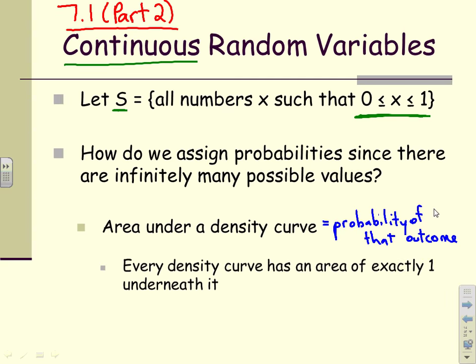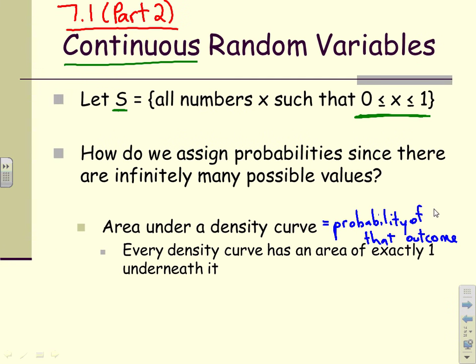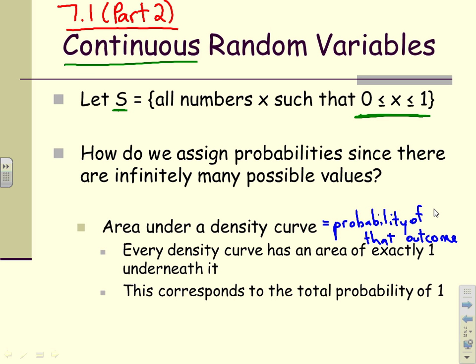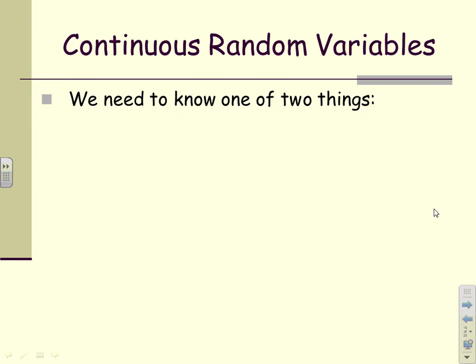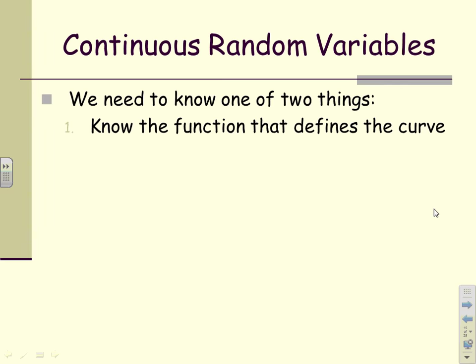Now we need to remember a few things about density curves. First is that the area underneath it is exactly 1, and that's going to go ahead and match up with the total probability of 1, or 100% of all possible outcomes there. So if we think about that, we need to know one of two things. If we're talking about these density curves, we need to know the function that defines the curve. Now, thinking about that, that should ring a bell as to something we've talked about previously in the course, specifically something like the normal curve.